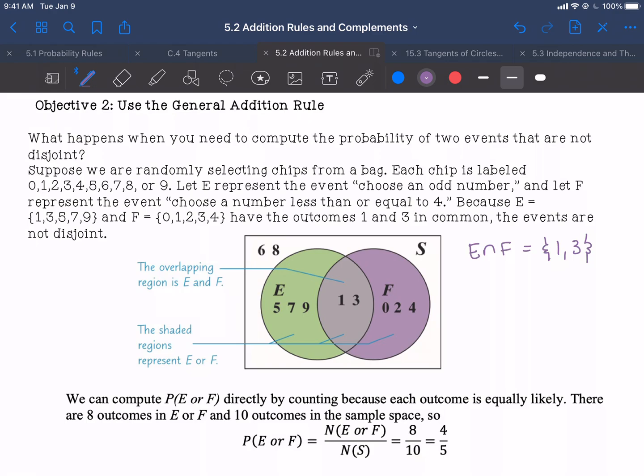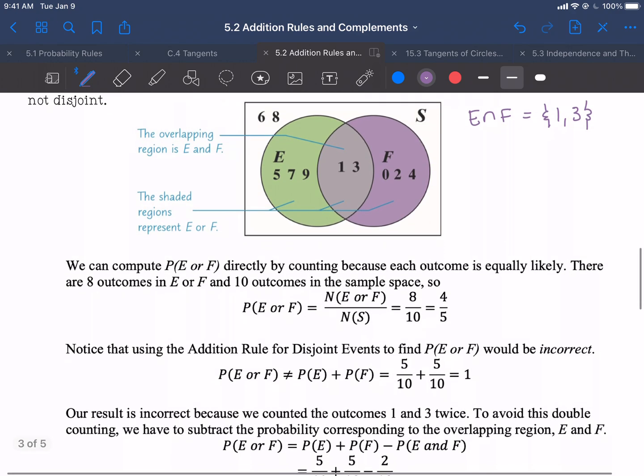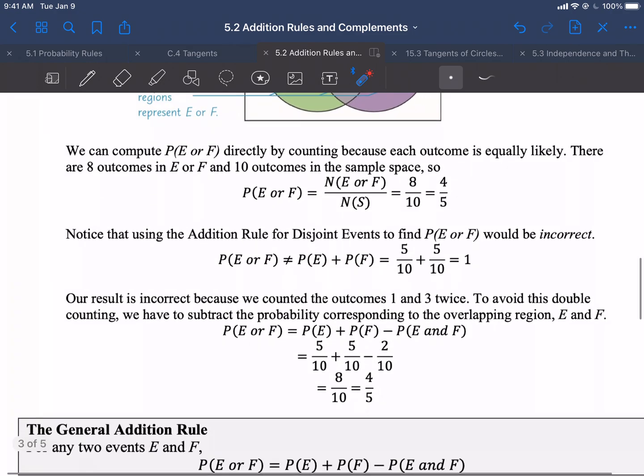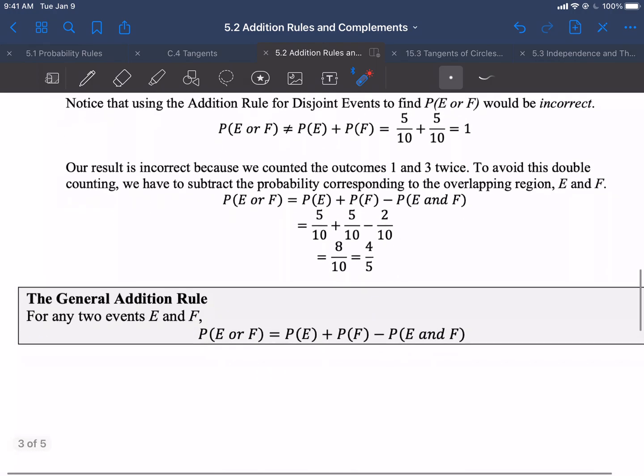So these are not mutually exclusive and they're not disjoint. So what happens is we need to account for that overlap. Okay, so here you can notice you can't just add the two together. We have to account for what they have in common because you're counting them twice. If we find the probability of E and add it to the probability of F, we have counted the probability of this happening twice. So we need to account for that.